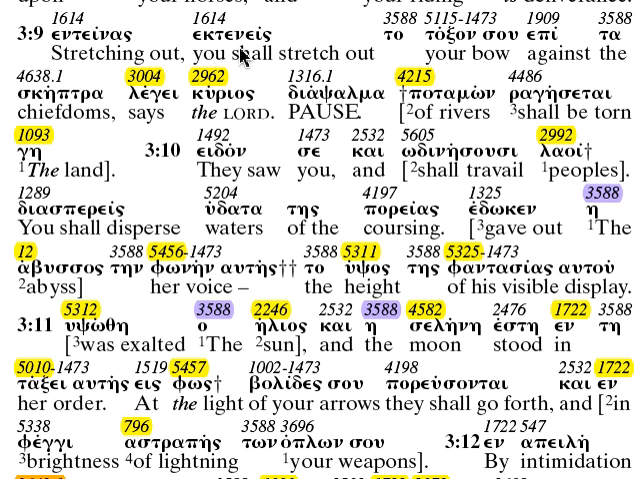And 3:9, ektinos ektinis, to toxon su, epi ta skiptra legi kyrios, diapsoma, potamon ragisate gi. Stretching out, you shall stretch out your bow against the chiefdoms. God has his bow, and he can strike out. And this is the image here that Habakkuk is giving us. Legi says Kyrios, then pause.